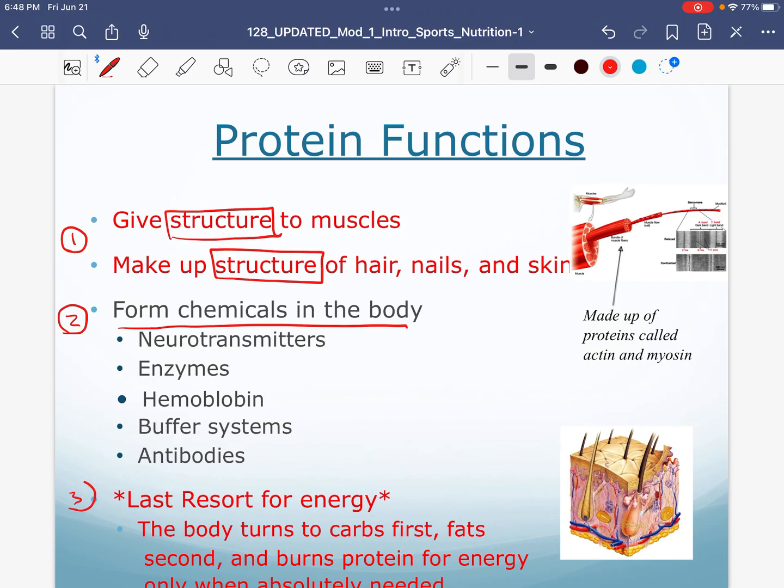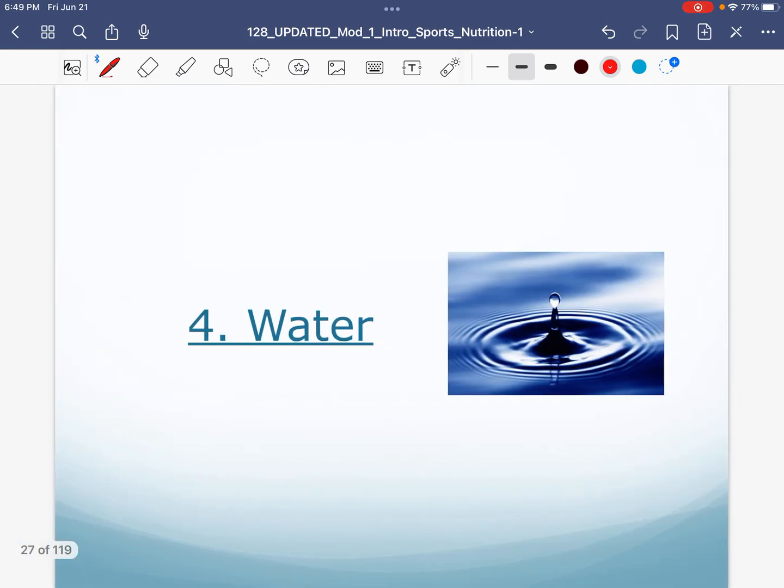And our third and final function: protein can be used for energy, but it's our last resort. We want to use mostly carbs and fat as energy for the cells. Usually, we only want to use about 10 to 15% of our energy from protein, which means 85 to 90% of our cells' energy comes from carbs and fat. All right. Trying to simplify it as best we can.